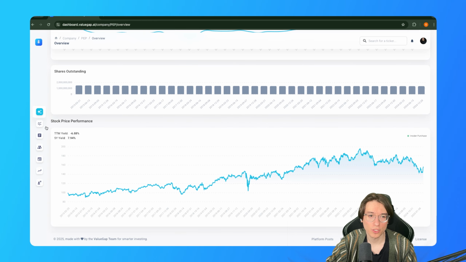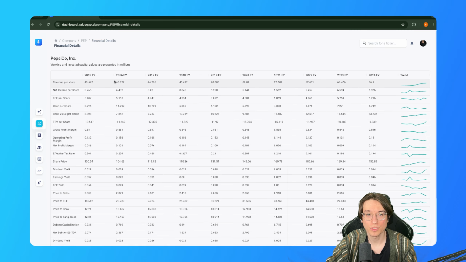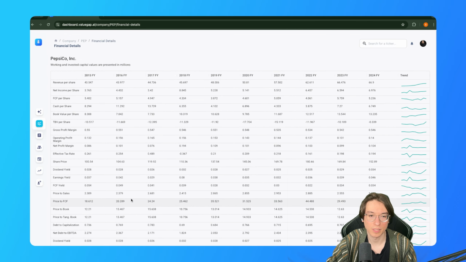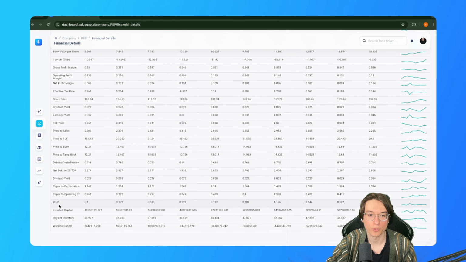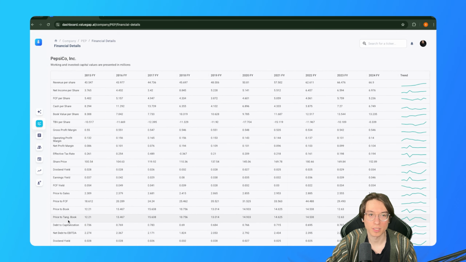So in addition to the financial overview page, we also have a couple of other pages and tools to assist in financial research. Our financials details page goes a little bit more in depth in terms of financial metrics and plots those out each year with various trends. So you can have return on invested capital, capex to depreciation, dividend yields, days of inventory, et cetera, that give you more information regarding the company.